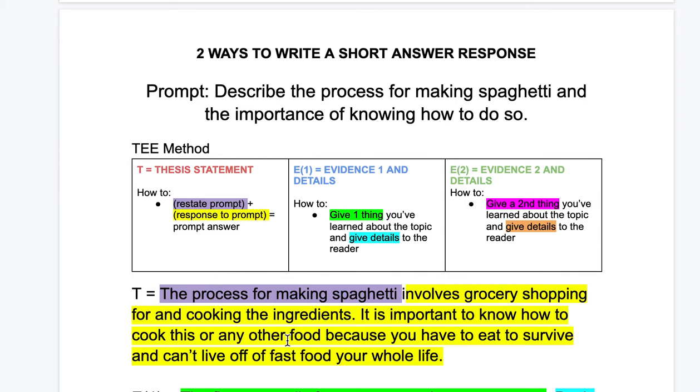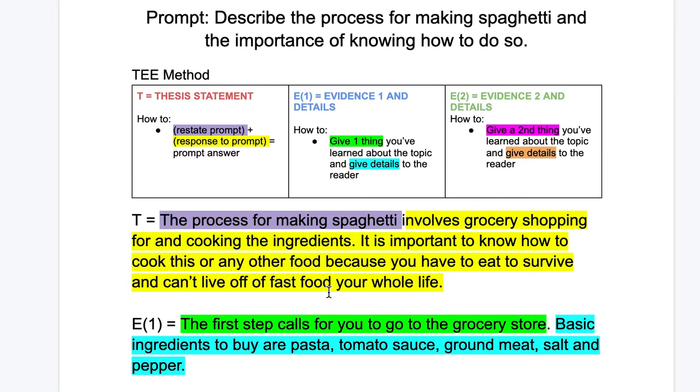Purple, yellow. Now I'm going to give my first piece of evidence and the details. So, evidence 1, that's in green. The first step calls for you to go to the grocery store. This is how you have to make spaghetti. It's part of that. And then the details about going to the grocery store.